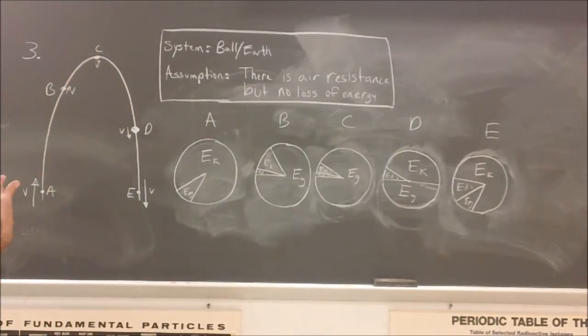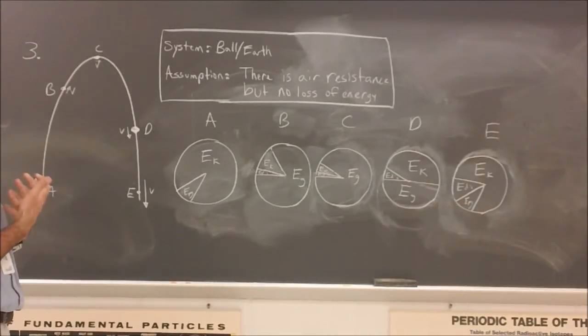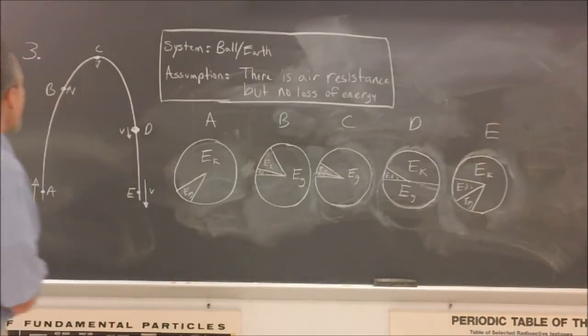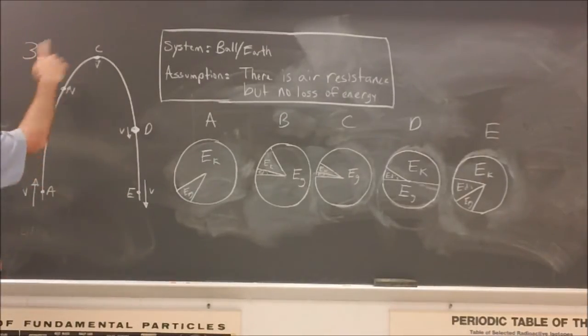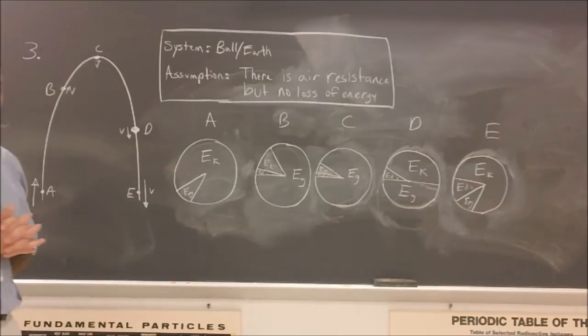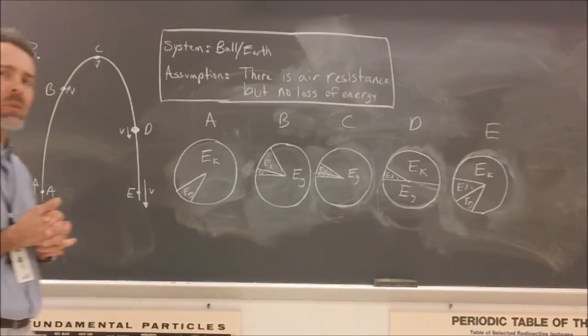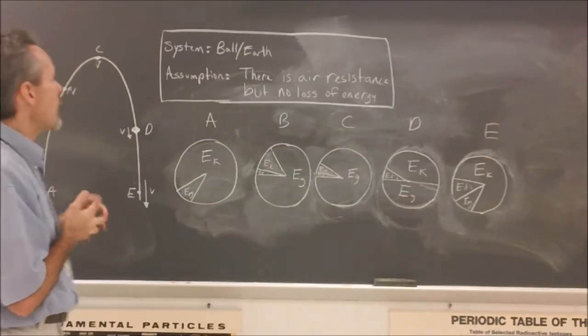So my assumption that I'm going to say here is that we're going to assume that there is air resistance. So it's going to be somewhat practical. But at the same time, I'm going to say that there's no loss of energy. Well, you might think, well, that's kind of crazy. But if you think about it, this ball goes up and goes down. It happens pretty quickly. Yeah, there probably would be some loss of energy, but it probably wouldn't be as much as you think, since it happens so quickly.